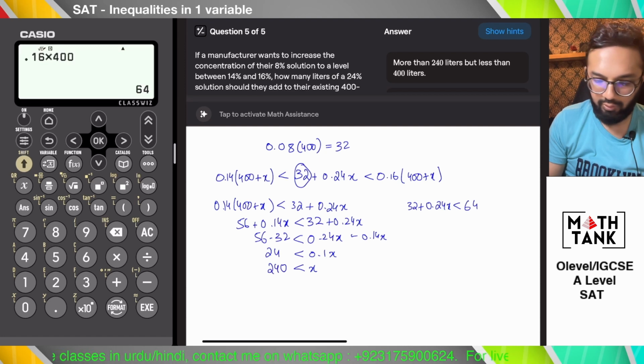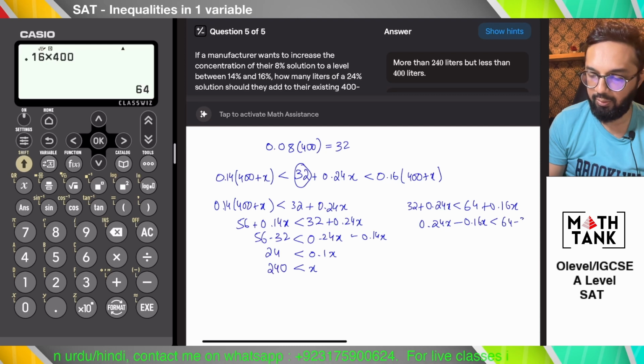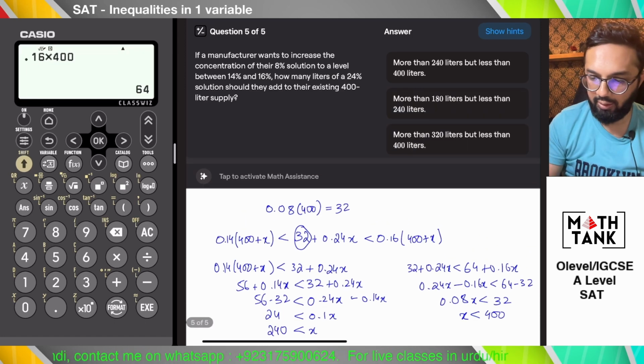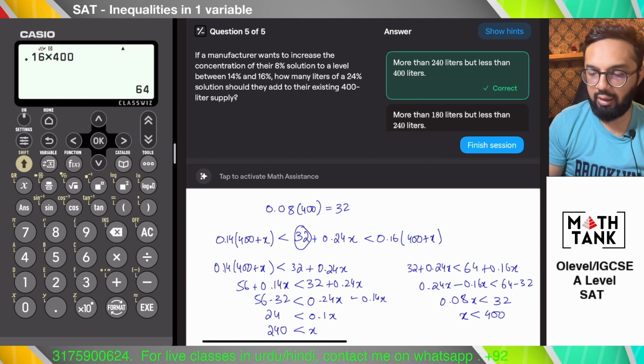That's 64. 64 minus 32 gives me 32 as well. 0.08x. So x should be 400. It's less than 400 and greater than 240. I think that's the correct answer. It's checked. Yes.